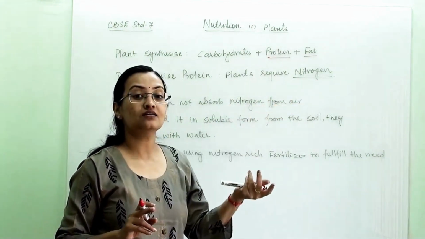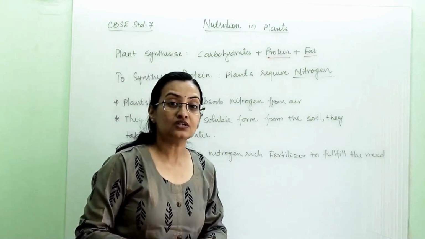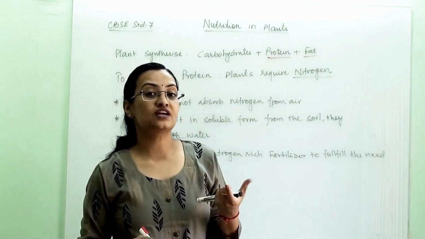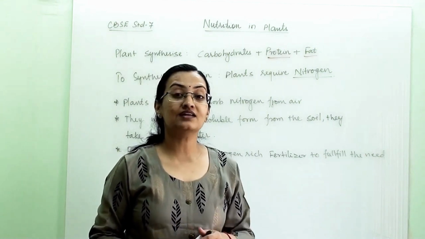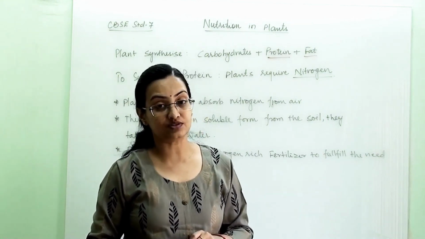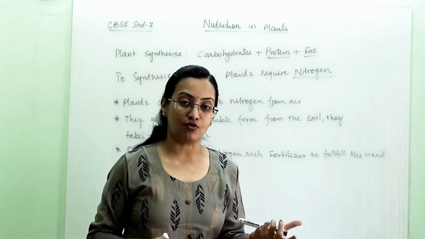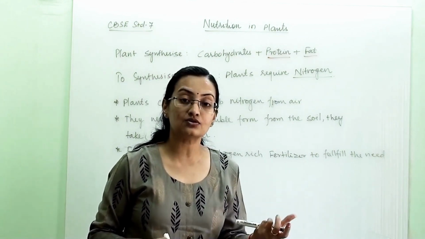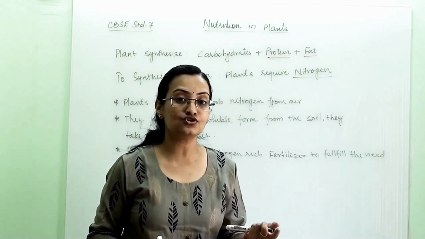Now how are they taking nitrogen from the nature? So we know that they are taking carbon dioxide from the air, and we know that the nitrogen percentage in the air is very high, that is 78%. But plant cannot take nitrogen in a gaseous form. How they are taking carbon dioxide through leaves, through stomata pore, they cannot take nitrogen like that.